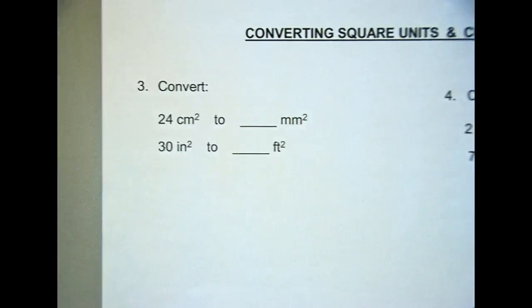Number 3: convert 24 square centimeters to square millimeters. It might be helpful to think about what a centimeter and a millimeter are.